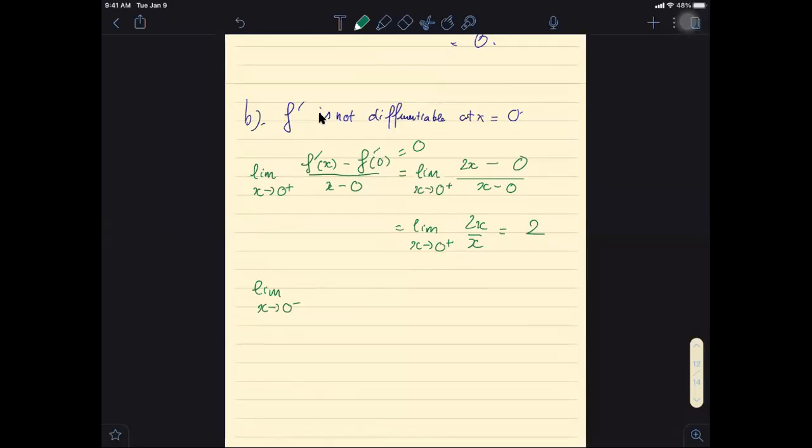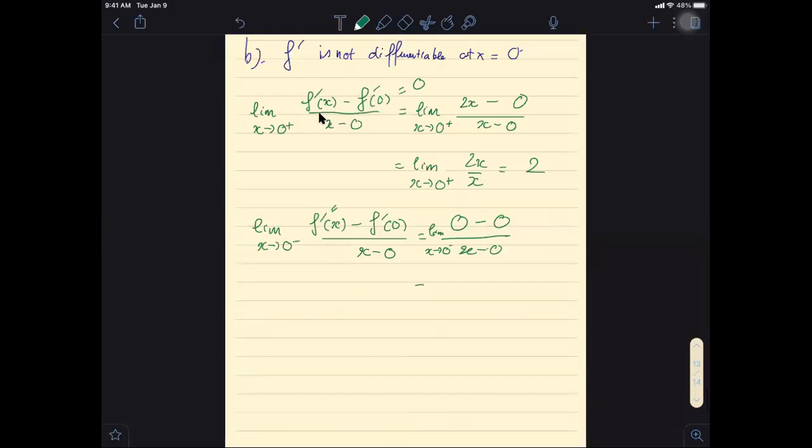Then the limit as x approaches 0 from the left of f prime of x minus f prime of 0, over x minus 0. f prime of x when x approaches 0 from the left is equal to 0, so we have 0 minus 0 over x minus 0. The limit as x approaches 0 from the left is going to be the limit of 0 over x.